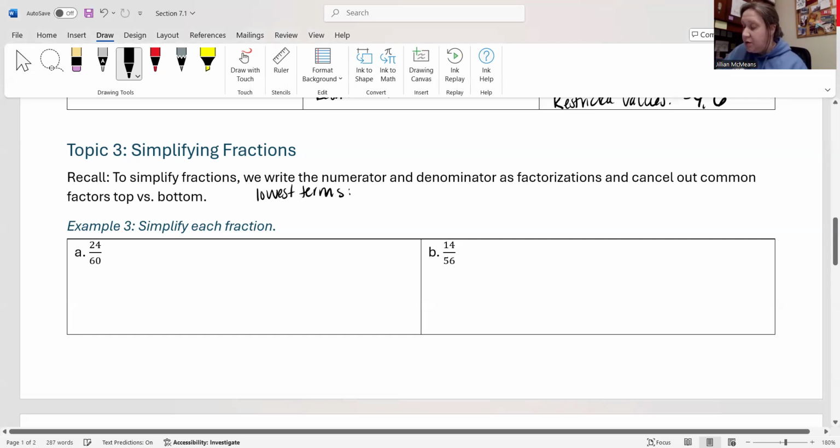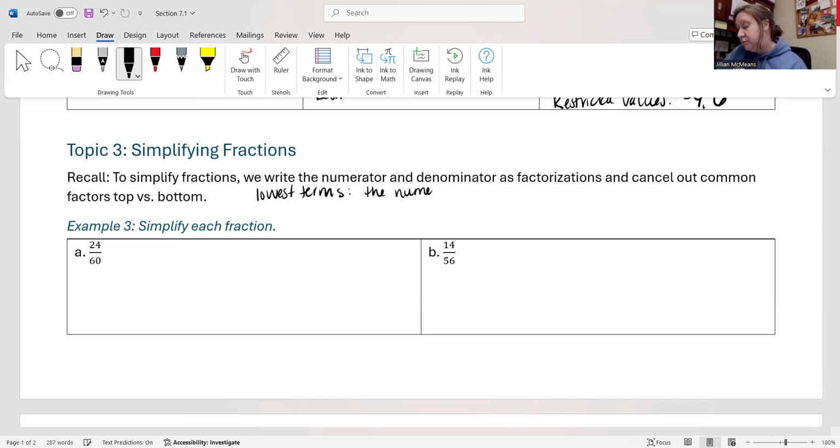Lowest terms is where the numerator and denominator have no common factors other than 1. So that is our main goal, okay? Now, when you write the numerator and denominator of a fraction as a factorization, it can be any factorization. It doesn't have to be the prime factorization, I guess is what we would want to call it. So just as long as you get any kind of factorization of the numerator and denominator where you can see common factors that cancel out, you're in good shape.